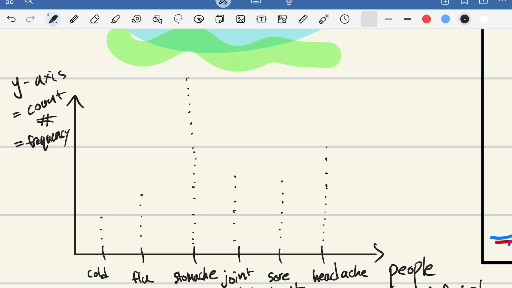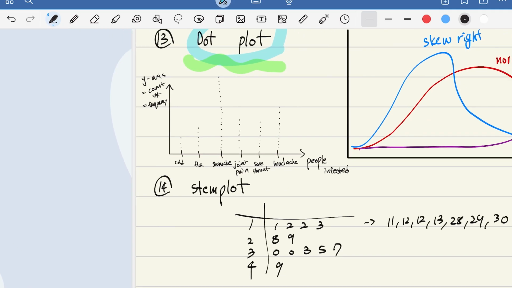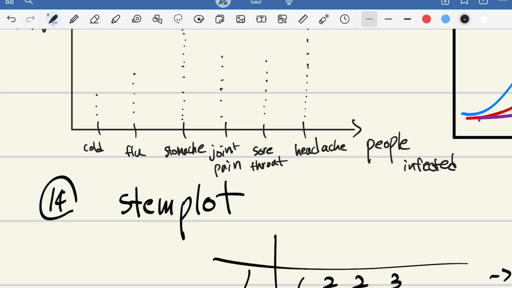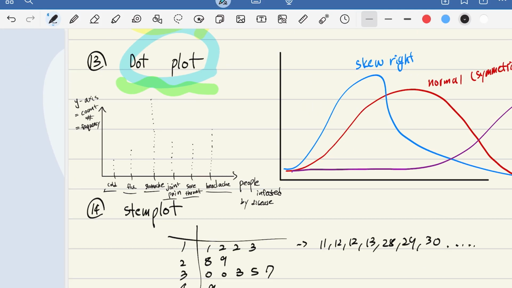And this is going to be a dot plot. So they're simply representing the frequency as dots. But you're counting the frequency of each category. So for example, in our case, the category was the people who got infected by a certain disease. And our categories were cold, flu, stomachache, joint pain, sore throat, headache, and so on.